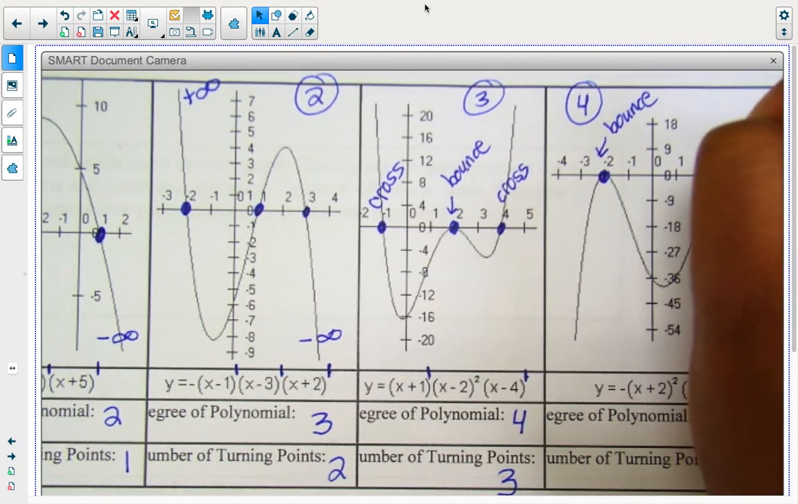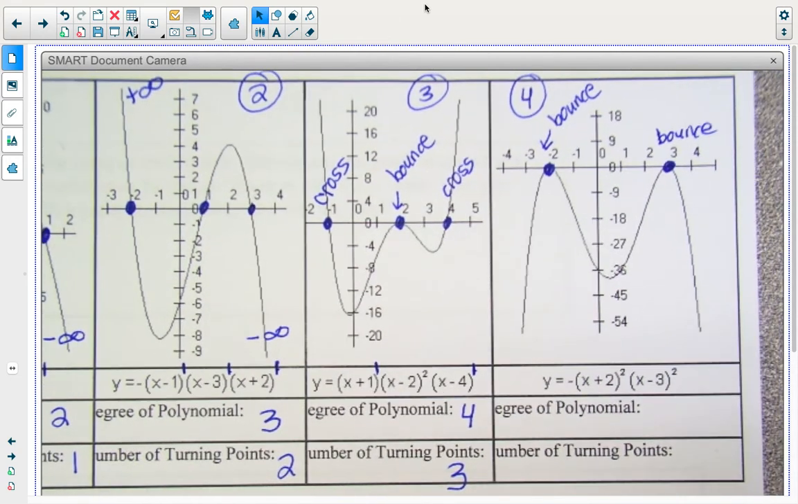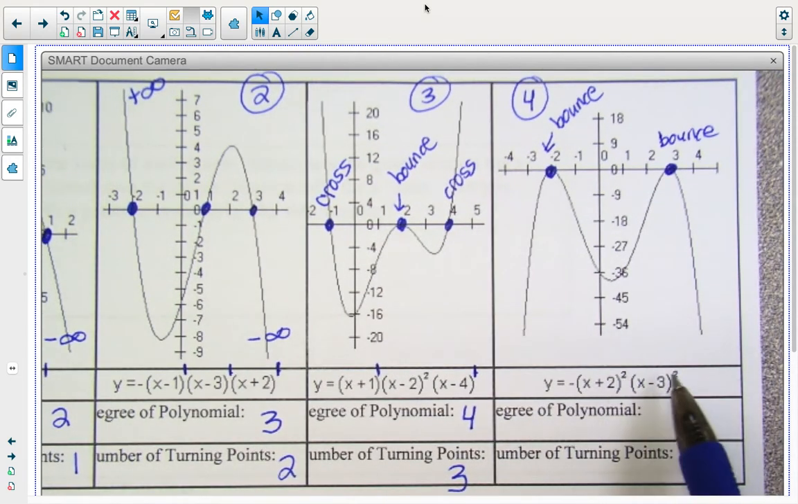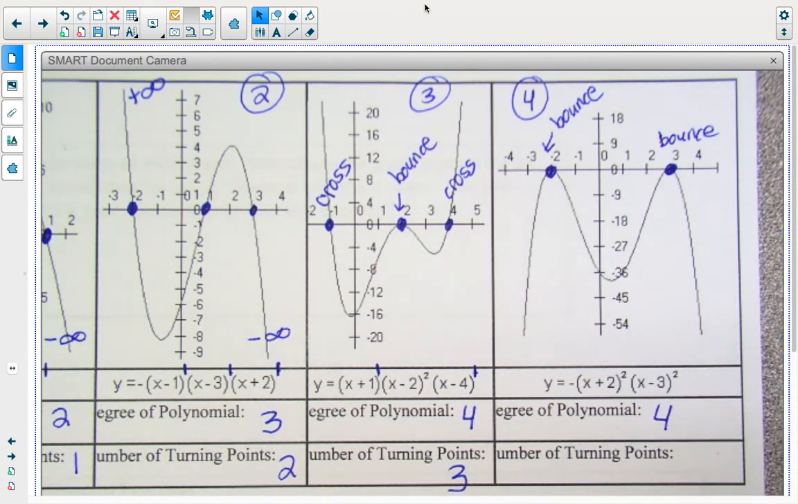And this one bounces. Now let's say our degree and number of turning points. There are 1, 2, 3, 4. I'm adding here, so there are 4. That's my degree. And my number of turning points, I can see that from the graph: 1, 2, 3.